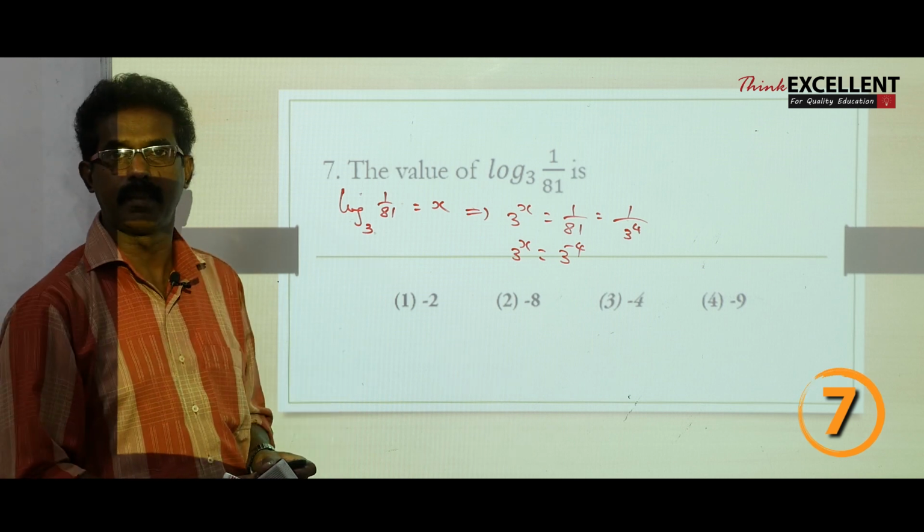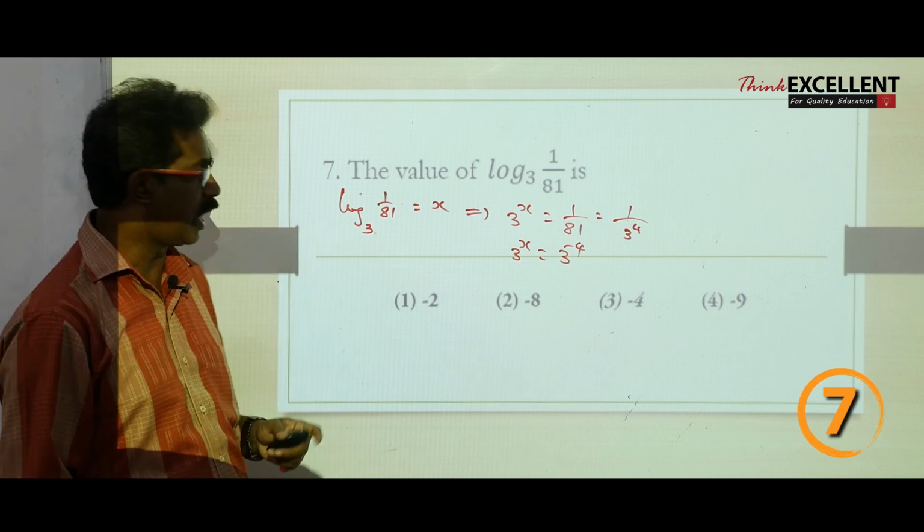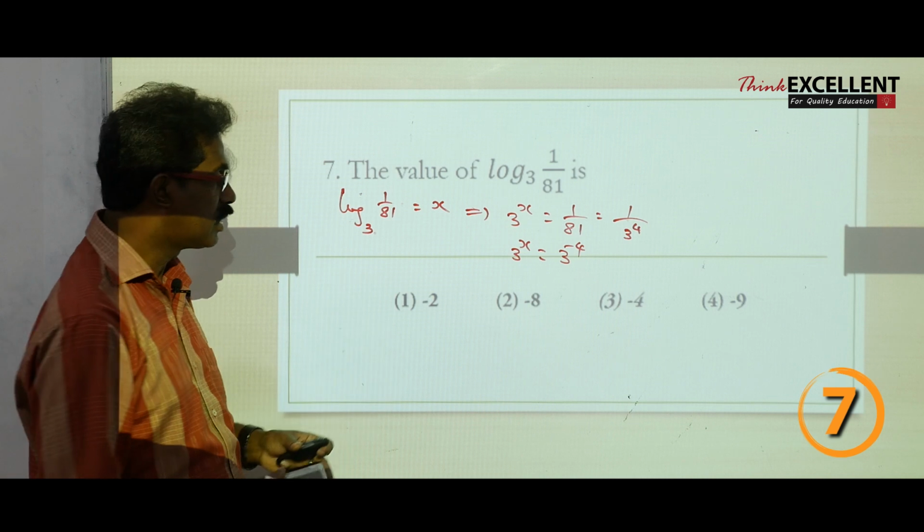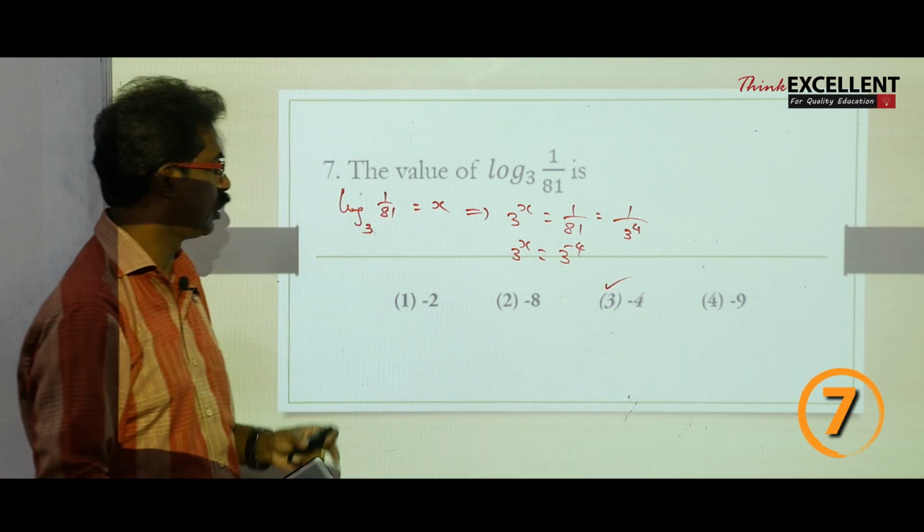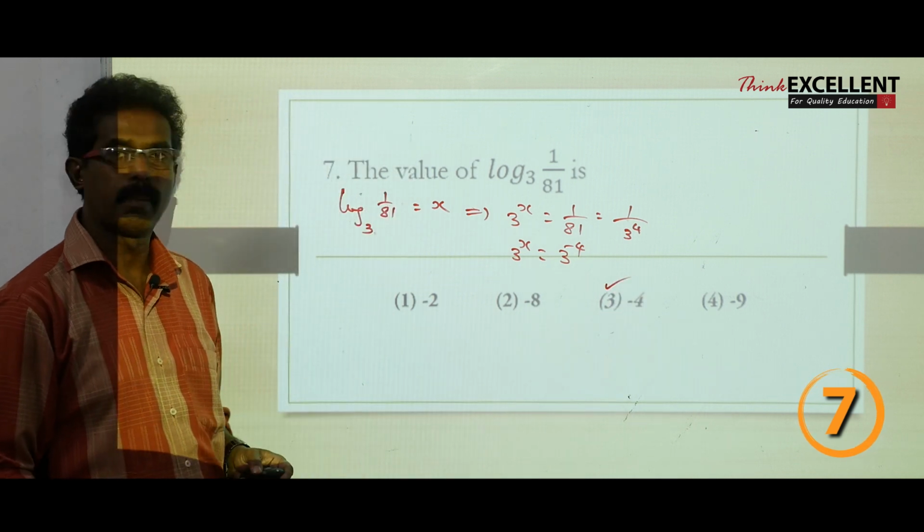Now the bases are the same, 3 and 3. So the powers must be the same. You will get x is equal to minus 4, and that is the third option. So the correct answer is the third one, that is minus 4.